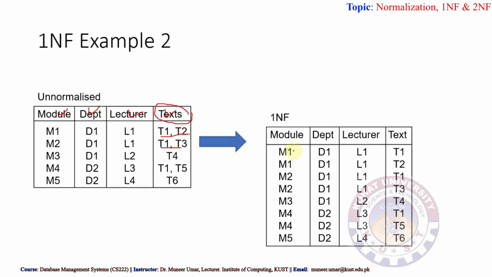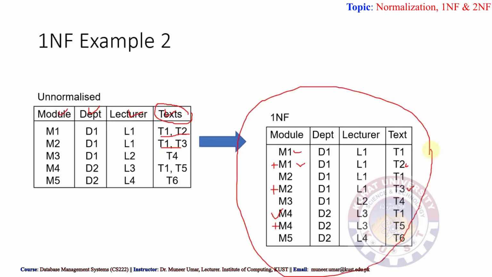So here we have M1, so this one is actually added for this T2, and similarly in the second row we added M2 again for T3, and also for M4 we have this one for T1, and this new row has been added for T5. Now this table is now in first normal form.